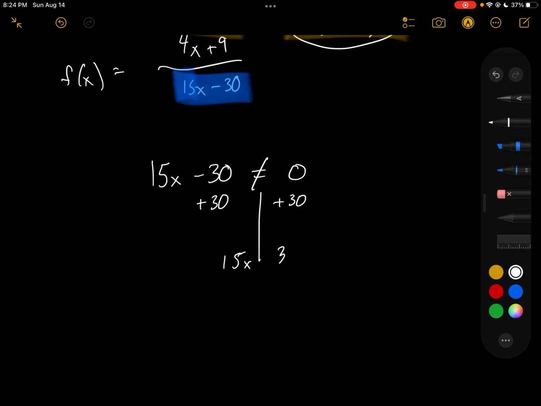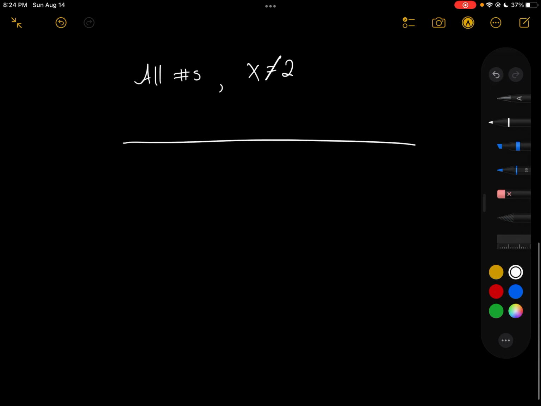So add 30 to both sides. We have 15x on the left and 30 on the right. Divide both sides by 15, and we have x and then 30 divided by 15. Feel free to punch that into your calculator just to double check. That gets us 2, and x is not equal to 2. So our domain is all numbers where x is not equal to 2. So anything except for 2 is fine.